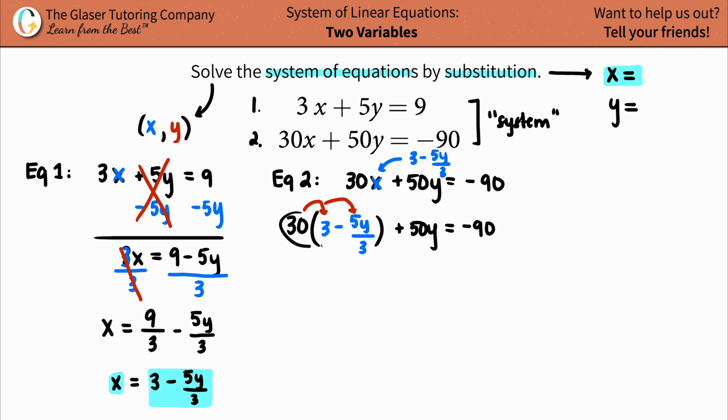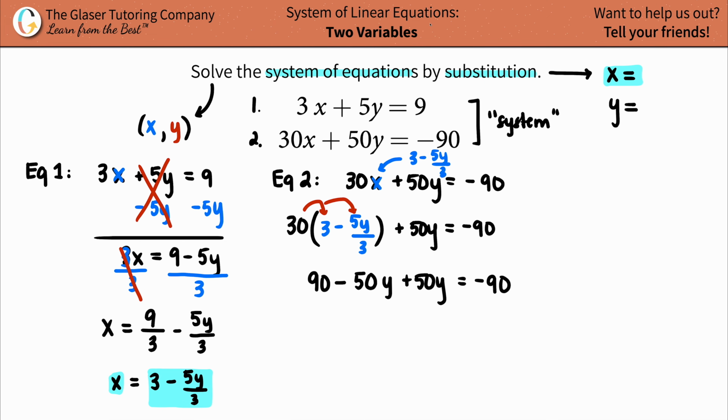So let's see. 30 times 3 is 90. So we're going to say 90 minus... now we can do a little bit of simplifying here, right? 3 and 30, that's going to be 10. So 10 times a negative 5y, that looks like it's going to be a minus 50y. And then you just keep going. So plus 50y equals negative 90.